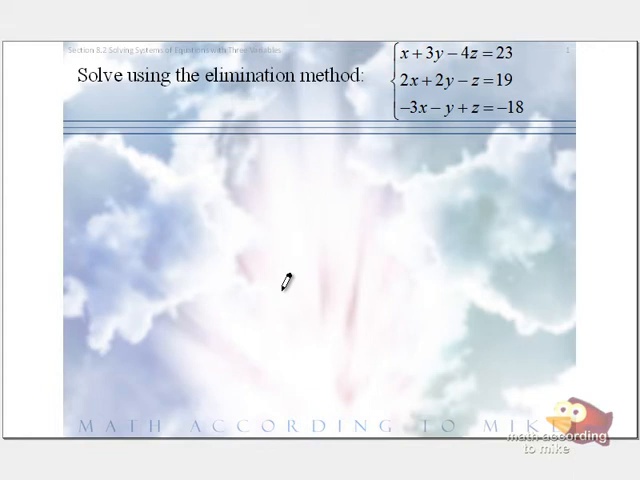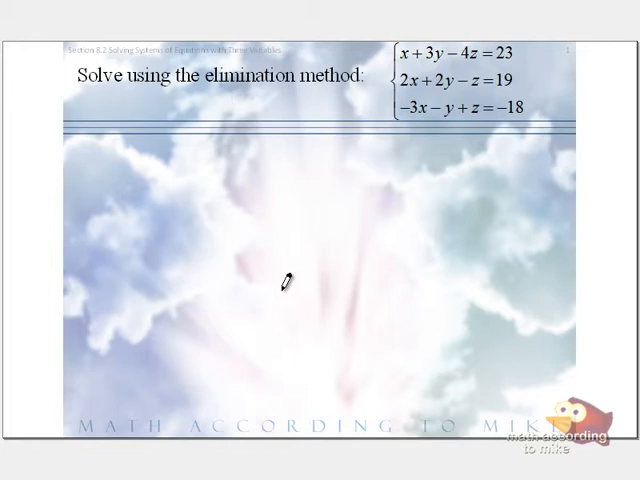So our system is x plus 3y minus 4z equals 23. 2x plus 2y minus z is 19. And negative 3x minus 3y plus z equals negative 18. So our first method is this elimination method.